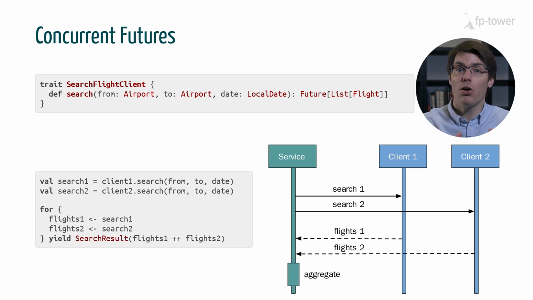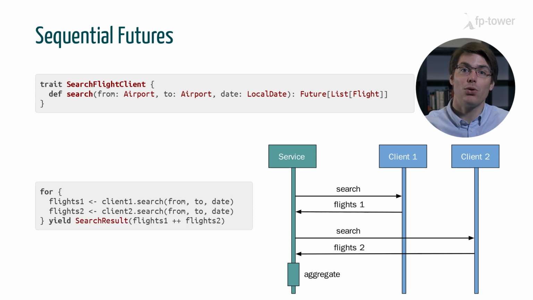Then we can use a for comprehension to describe how to combine the results of the futures when they become available. One thing to note is that we don't know which client will complete first. The only guarantee that we have is that the aggregation logic will run after both clients have returned successfully. We can use a for comprehension to combine futures concurrently because the futures have been started outside the for comprehension. However, if we had started the futures inside the for comprehension, then we would execute them sequentially. This is one of the most common pitfalls of the future API.